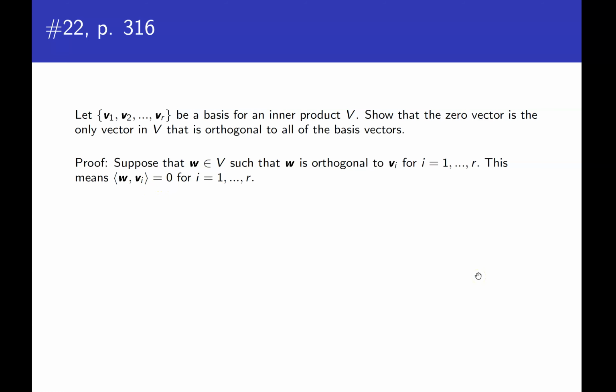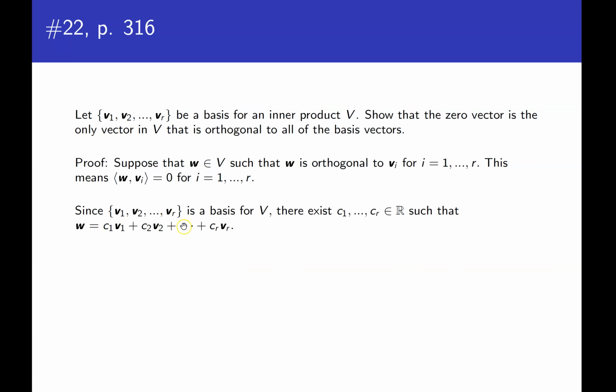Well, what else do we know in this problem? We're given that the V1 out to Vr form a basis for the inner product space. If it's a basis, that means that every vector in the space can be written as a linear combination of the basis vectors. So, since we have a basis for V, there must be constants, C1 out to Cr, such that W is equal to C1 V1 plus C2 V2 out to Cr Vr. In other words, W is a linear combination of the basis vectors.